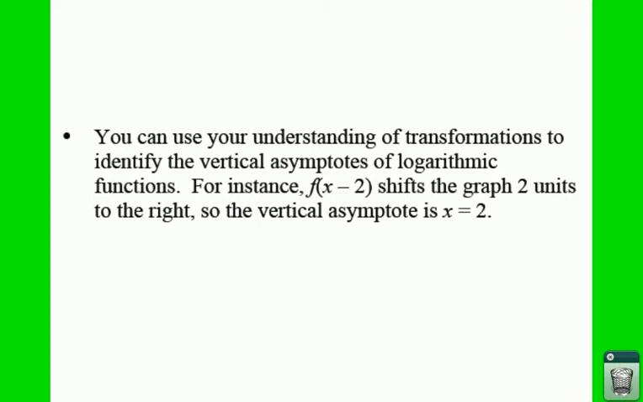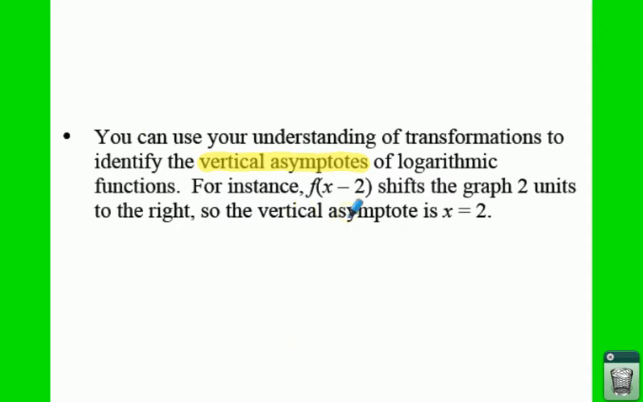So, piggybacking off of what we just did with transformations, keep in mind that your transformations can tell you where your vertical asymptotes are. So if you remember, this is a log function, so you have vertical asymptotes. How many horizontal asymptotes do you have? See if you remember. Oh yeah, you don't have any. So you shouldn't have any horizontal asymptotes with log functions.